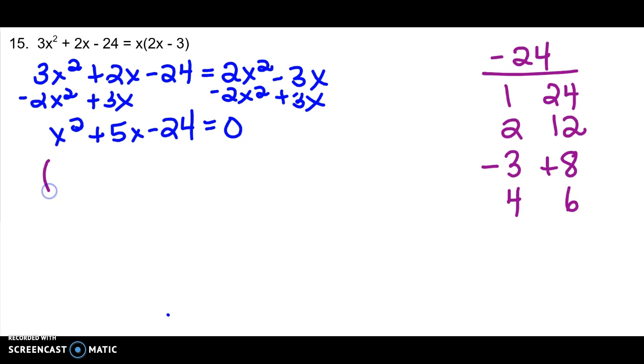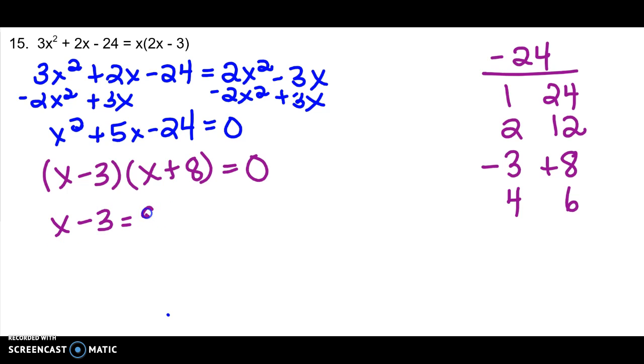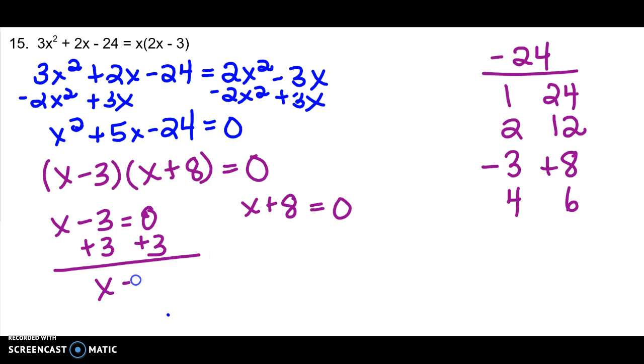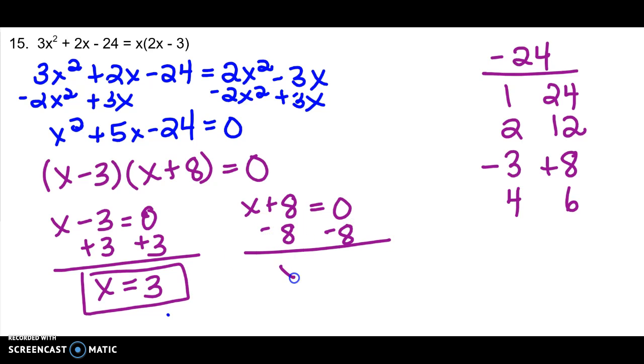Okay, so I can come over here and I can just list those. X minus 3, x plus 8 equals 0. So now we've factored. Now remember, the next step is to set each of those factors equal to 0. X minus 3 equals 0. X plus 8 equals 0. And now we solve each of those equations. I'm going to add 3 on both sides of this first equation, and that leaves me with x equals 3. And on this second one, I'm going to subtract 8. I'm left with x equals negative 8.